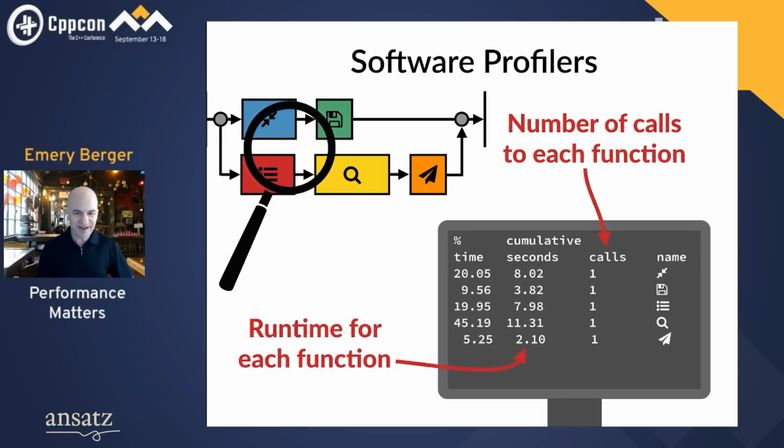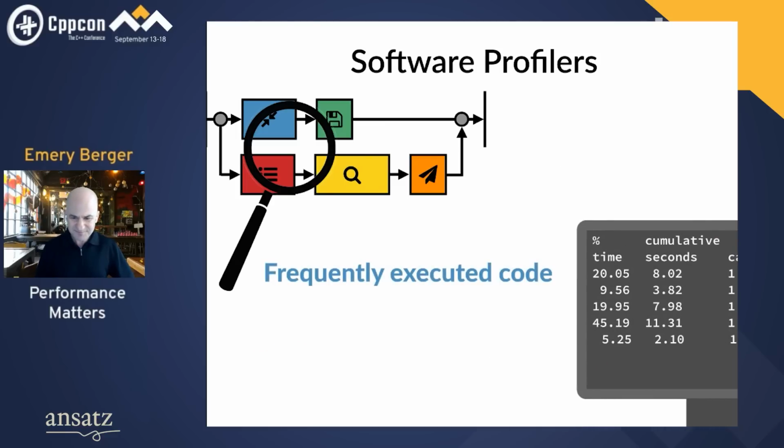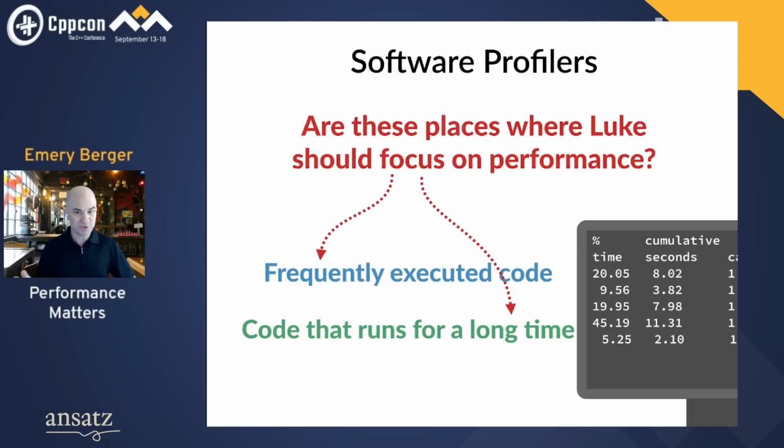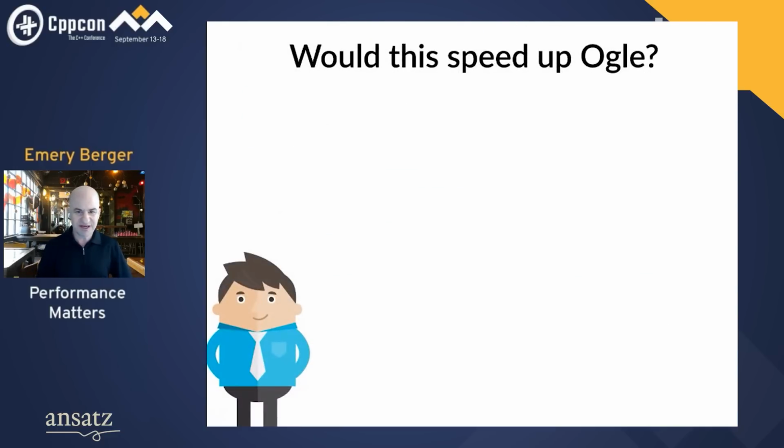There are other somewhat more sophisticated profilers. But at the end of the day, the guidance that you get from a traditional profiler is, here is some frequently executed code and code that executes for a long time. Those are the things that a profiler is going to surface for you. And so you might think, well, that's probably where Luke should focus on his performance, right? Those are the things that matter. So would this speed up Ogle?